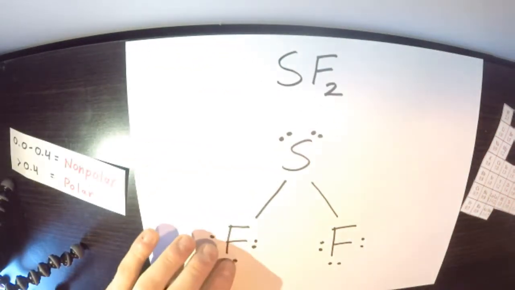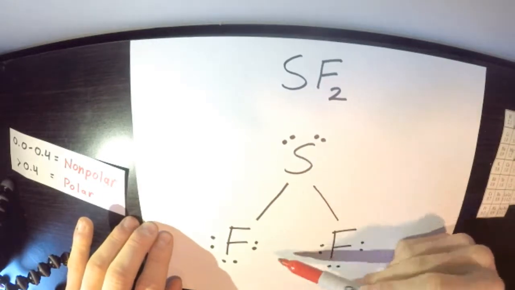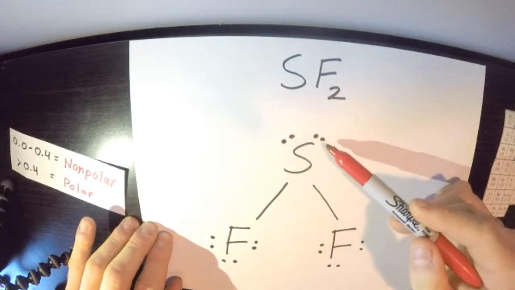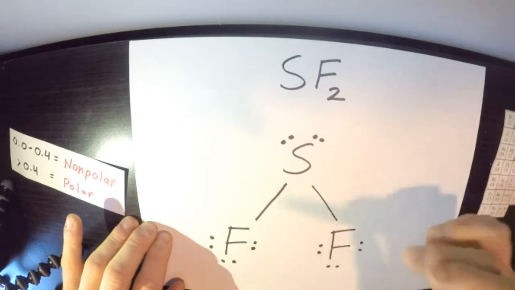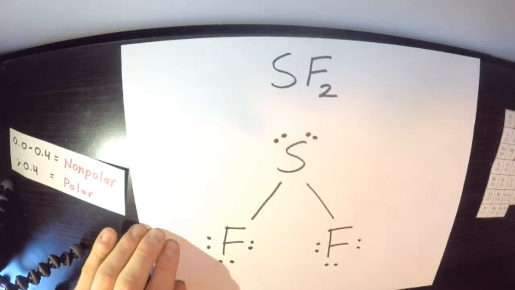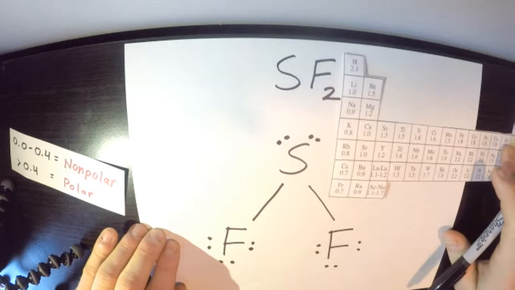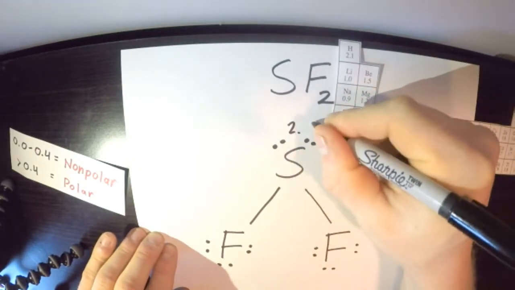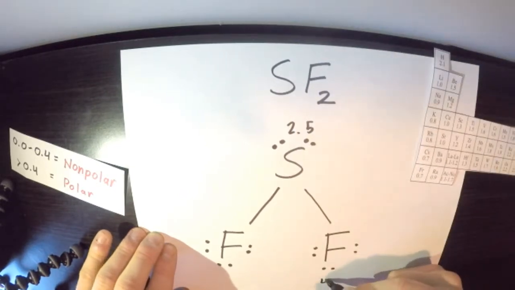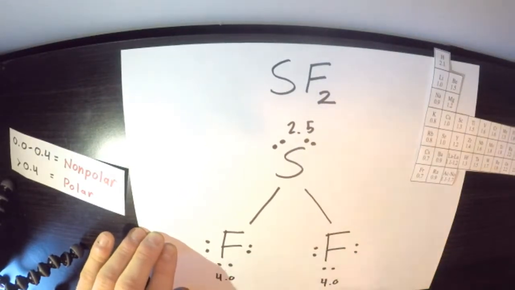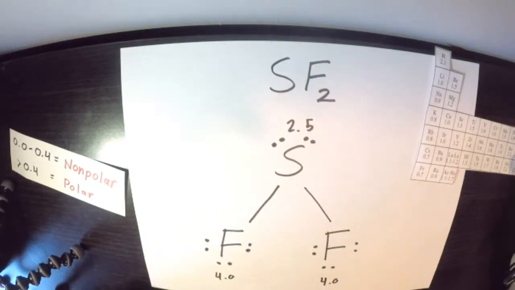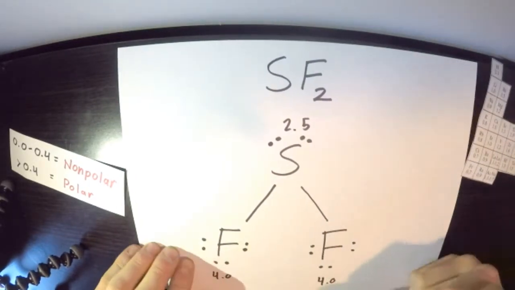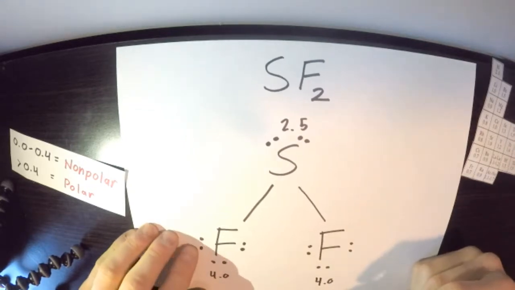Let's do another example. We'll do sulfur difluoride. Very similar structure to water, in that it has a bent configuration, 2 bonding pairs, 2 lone pairs, but we're going to see a little bit of a difference in polarity when we look at this one as opposed to H2O. So sulfur has an electronegativity of 2.5, and fluorine, each of these has an electronegativity of 4.0. Fluorine has the highest electronegativity on the periodic table, so this might be one that stands out to you a little bit easier.